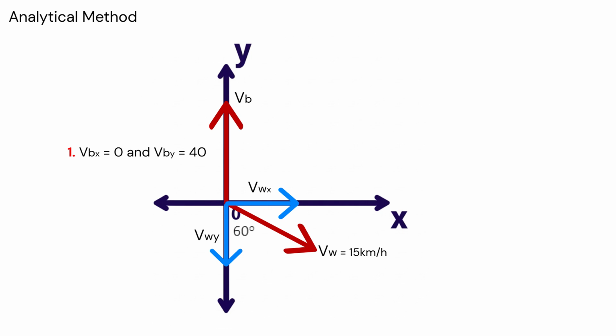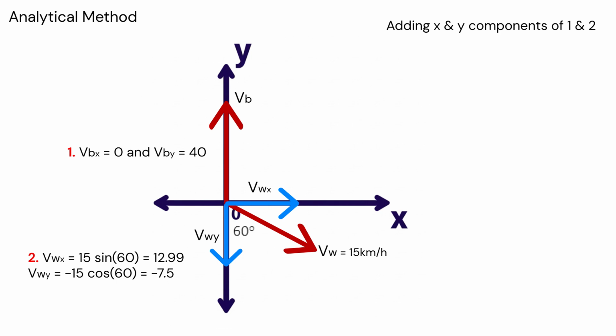We can find the values of vwx and vwy by using law of sines and cosines. Vwx equals 15 into sine of 60 degrees, and vwy is negative 15 into cosine of 60 degrees. Please note, as y is in negative direction, we have considered 15 as minus.